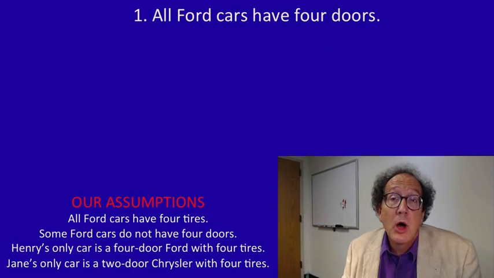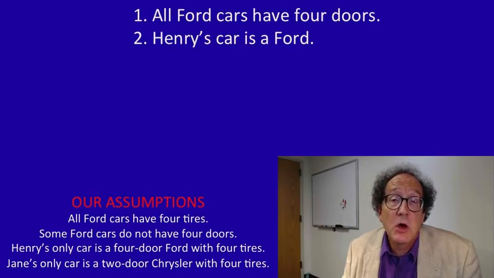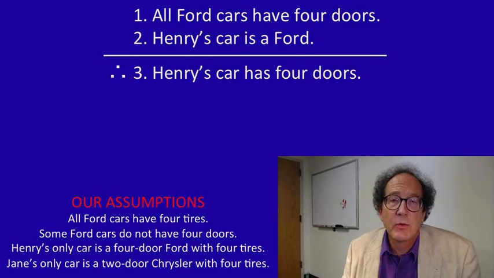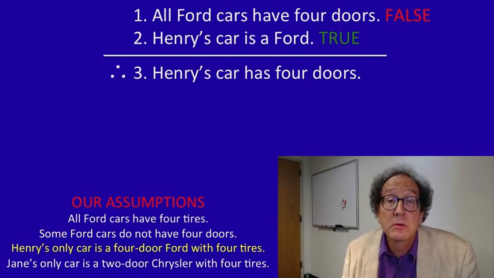Premise 1, all Fords have 4 doors. Premise 2, Henry's car is a Ford. Conclusion, Henry's car has 4 doors. Is the first premise true? No, it's not true that all Fords have 4 doors. Our assumptions tell us that. Second, is Henry's car a Ford? That's true. So one of the premises is false and the other one's true. That means they're not all true.